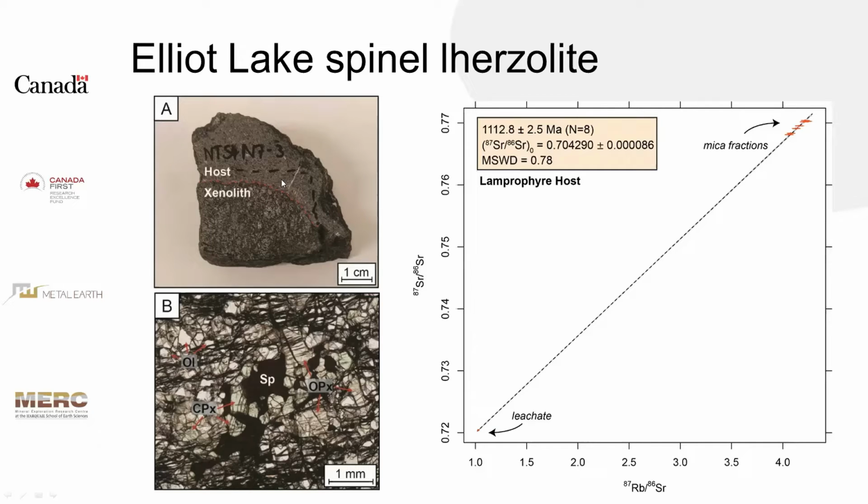So on the suggestion of someone in the audience in the previous Metal Earth meeting, we dated the lamprophyre, and it was a very good suggestion because now we know that it is younger than expected. It's at 1.1, which is perfect for us because it's coeval to the mid-continental rift event. So we're confident that these samples are reflecting what is happening at that time.